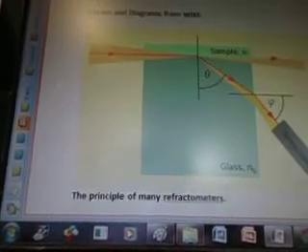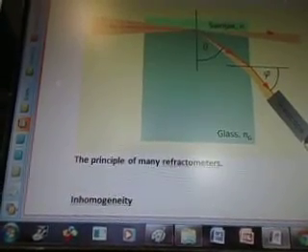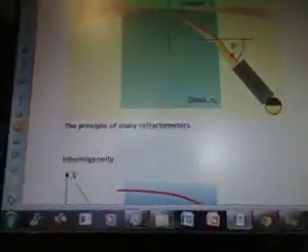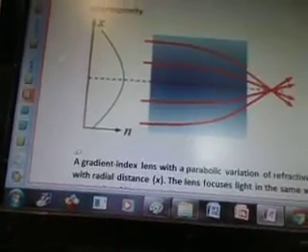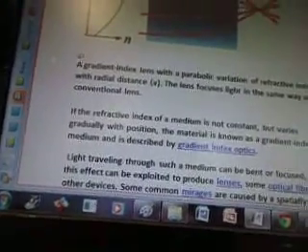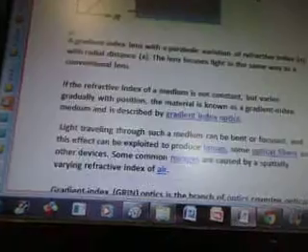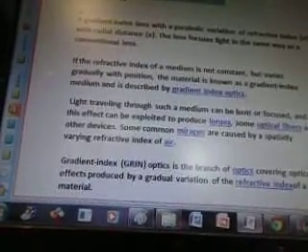So quotes and diagrams from Wiki. The principle of many refractometers shows that inhomogeneity, a gradient index lens with a parabolic variation. Okay, so we already did that. And the refractive index of a medium is not constant but varies gradually with position. The material is known as gradient index medium and described by gradient index optics.